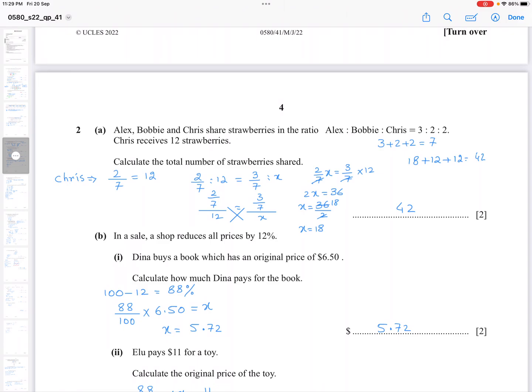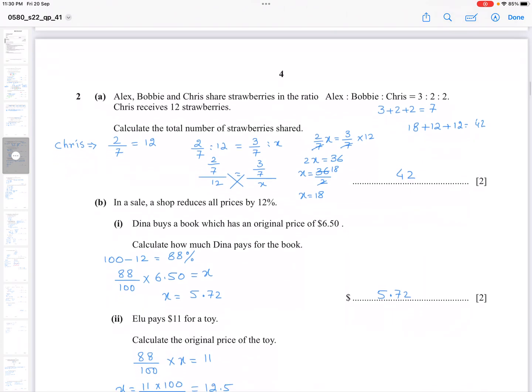So now make a ratio method. Take the values of Chris first. 2 over 7 represents 12, so this is equal to 3 over 7, which is Alex, ratio x. So now 2 over 7 divided by 12 equals 3 over 7 divided by x, cross multiply. So you get the value of x, which is 18. Now 18 plus 12 plus 12, add all the values, so you get 42. So this is the total number of strawberries shared.